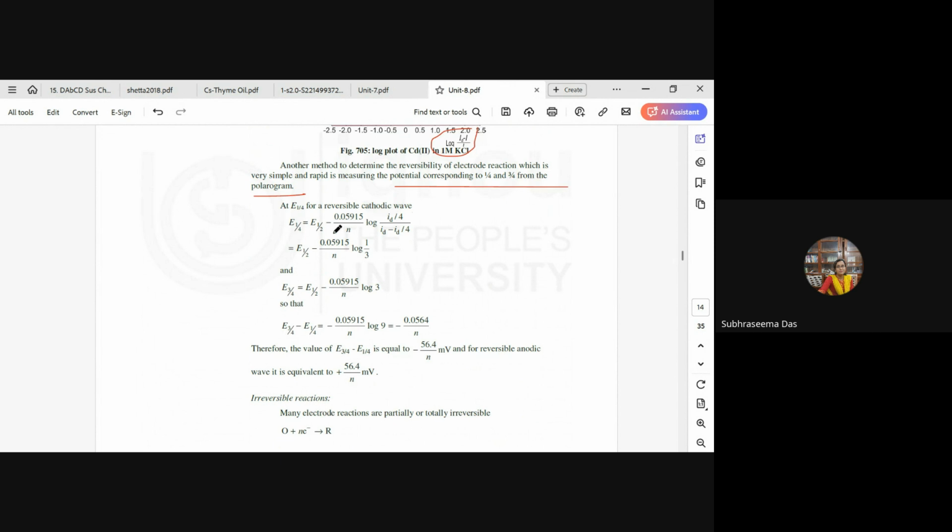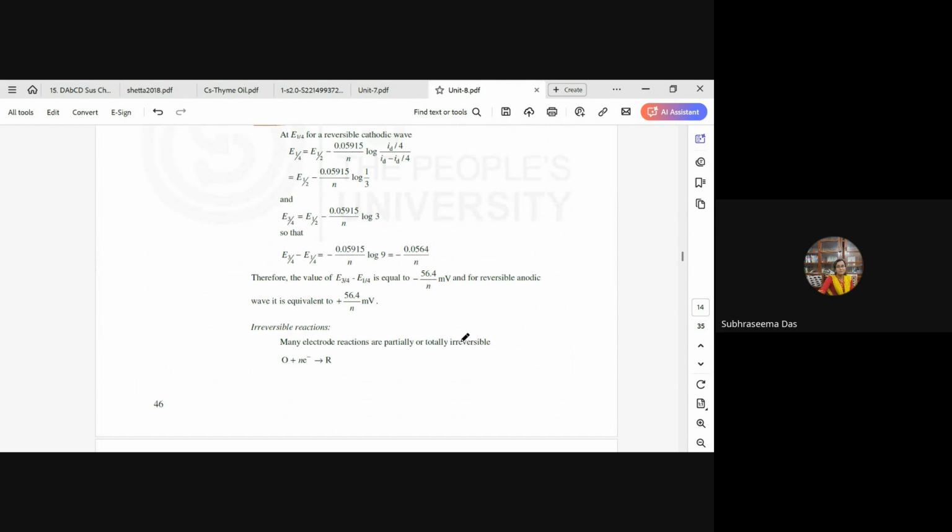So E1/4 for a reversible cathodic wave is equal to E1/2 minus 0.0591/n log of (id/4) over (id minus id/4), and similarly E3/4 can be given from this value. Therefore, the value of E3/4 minus E1/4 becomes equal to minus 56.4/n millivolt, and for a reversible anodic wave, it is equal to plus 56.4/n millivolt. So this is how the reversible nature can be known.